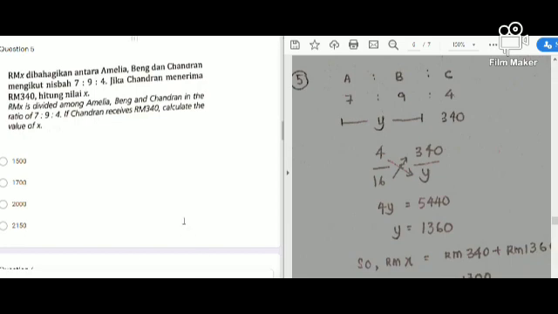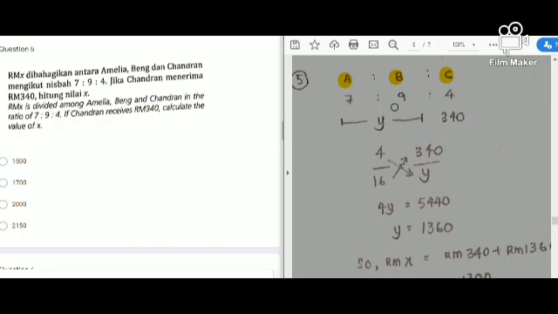Okay, now we will proceed to the fifth question, which says, RMX is divided among Amelia, Bang, and Chandran in the ratio of 7:9:4. If Chandran received 340, calculate the value of X, which is the total of the money that had been divided. Okay, for this type of question, you can use an alphabet to represent the name. So you no need to write Amelia, Bang, Chandran. Amelia, you can represent with A. Bang, you can represent with B. And Chandran, you can represent with C.